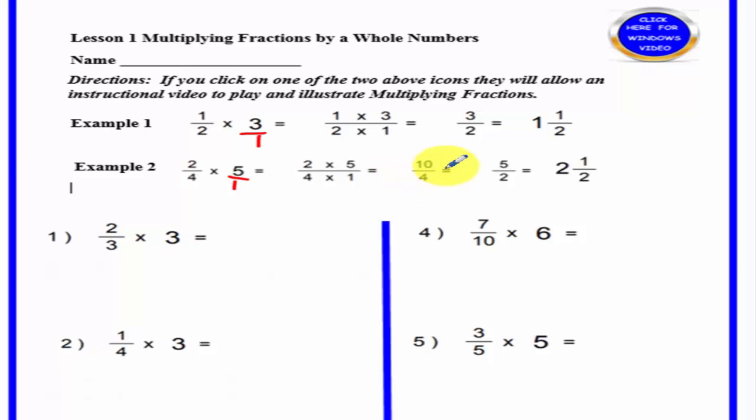Now, let's reduce that. 2 goes into 10 5 times. And 2 goes into 4 twice. Again, let's reduce this to a mixed fraction. 2 goes into 5 2 times with 1/2 left over.